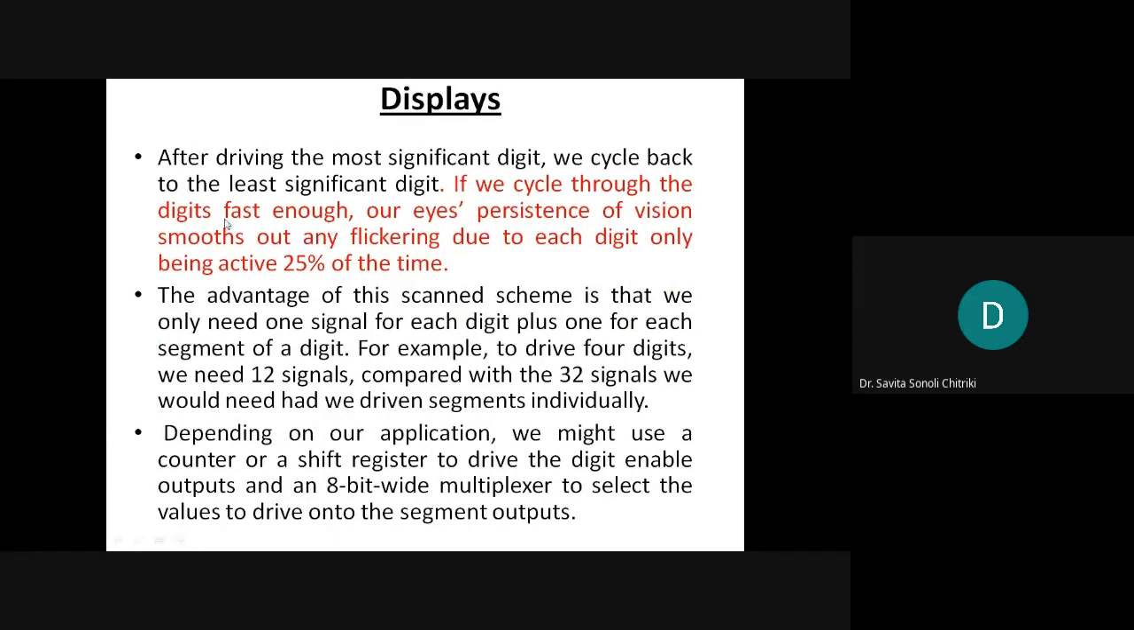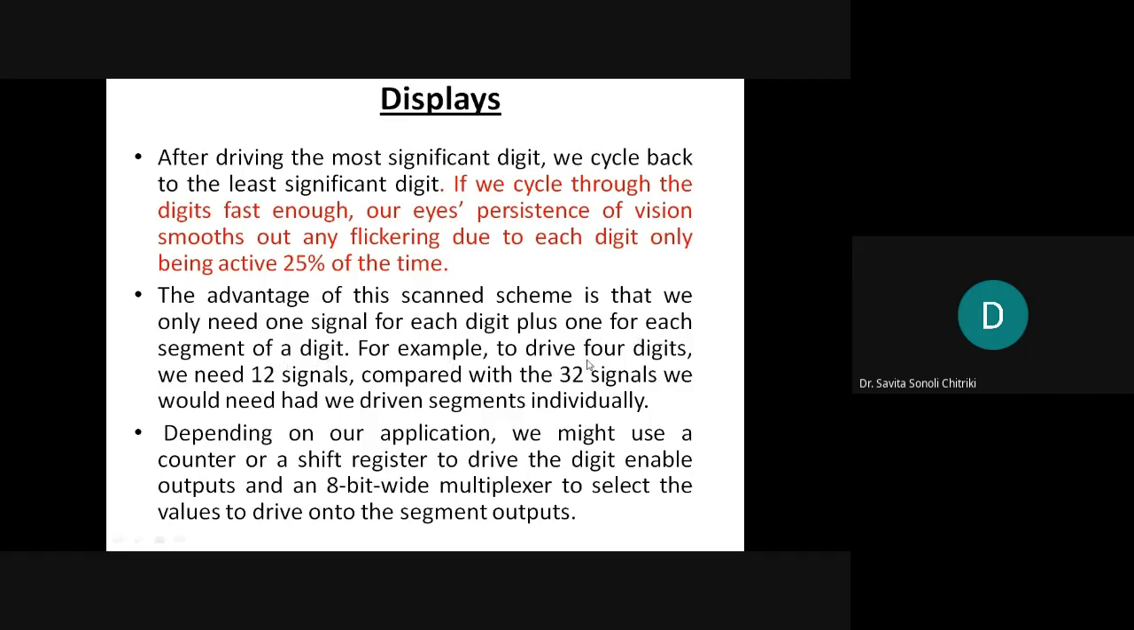So after driving the most significant digit, we cycle back to the least significant digit. If we cycle through the digits fast enough, our eyes' persistence of vision smooths out any flickering due to each digit only being active for 25% of the time. Actually, it is so fast that one digit after another keeps changing, but we see everything happening at once. Persistence of the eye. The advantage of this scanned scheme is that we only need one signal for each digit plus one for each segment of the digit.